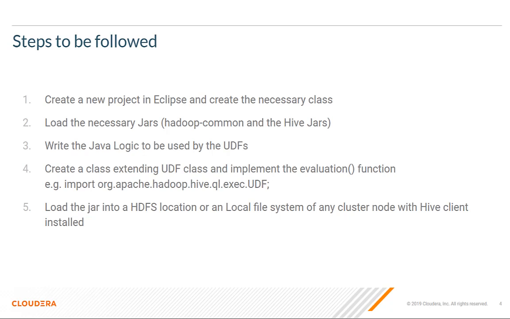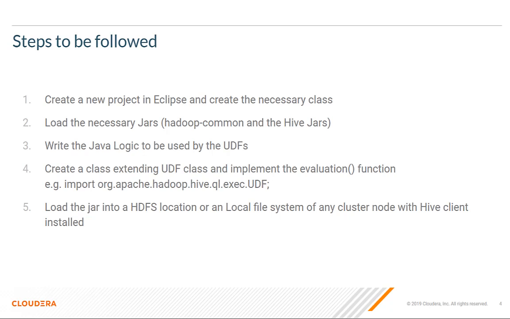The fourth step is quite important. Whenever you write your own UDF, your own Java code, you need to make sure you have these two things in place. First, you need to create a class extending the UDF class and implement the evaluate function, right? Whatever Java program you write should contain at least one evaluate method, and it should extend the class UDF. Your Java code will start with import org.apache.hadoop.hive.ql.exec.UDF. That's how your Java program will start.